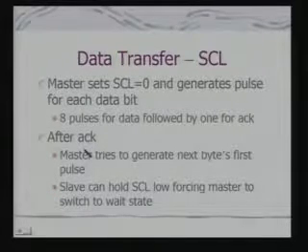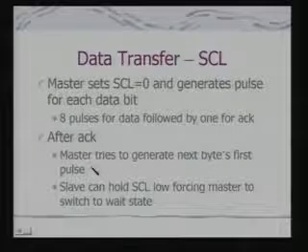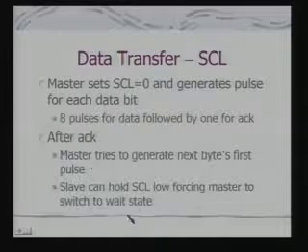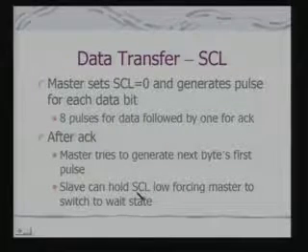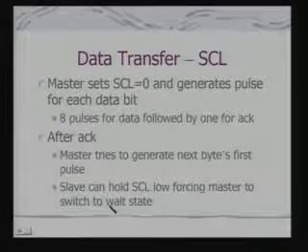After acknowledge, the master tries to generate the next byte's first pulse. The slave can hold SCL low, okay. So, if the slave holds SCL low, then the master will switch to a wait state because it cannot send the next data because the device is not yet ready to receive the data. So, that ready condition is now being provided by pulling the clock low.